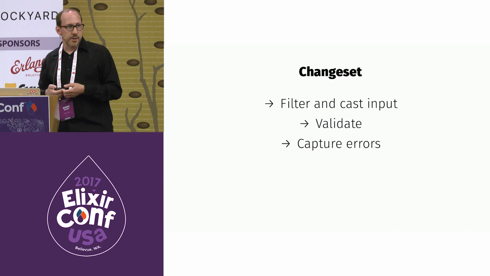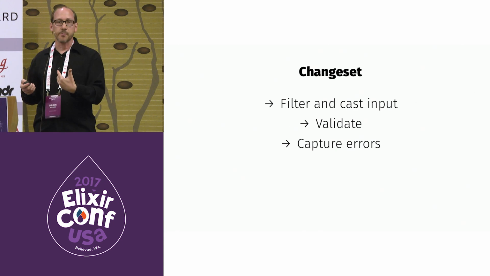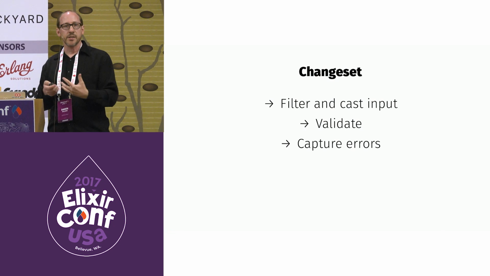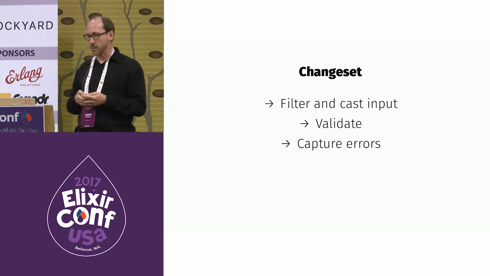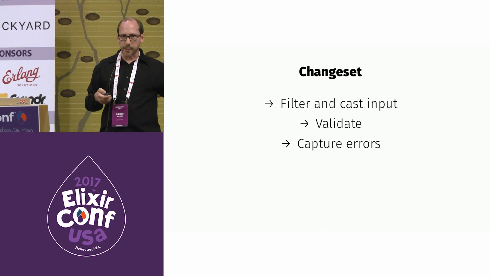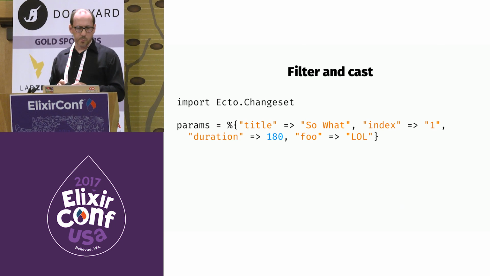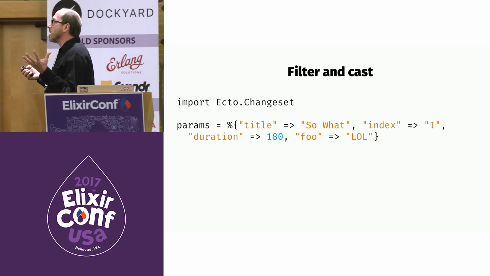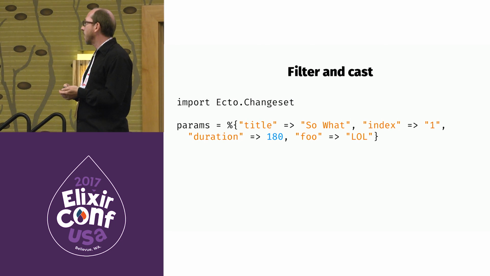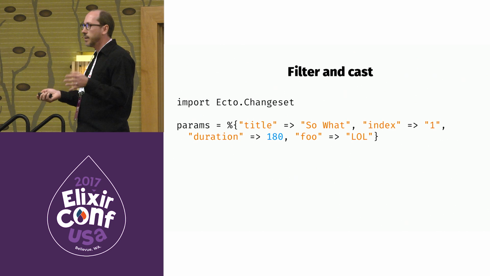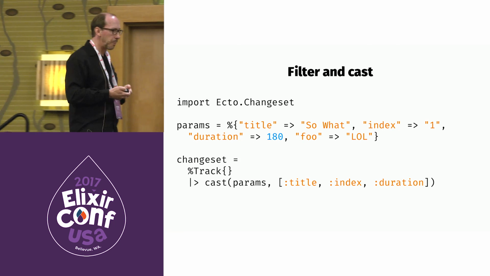And then we actually hand the change set off to repo for fulfillment, and then we get a change set back if there were any errors. And that change set we get back has all the changes we made, plus any error information that went along with it. So the whole thing gets wrapped up in the change set. And in code, it sort of looks like this. We import the change set. We've got our params that came from somewhere. We're creating a new track here, so we've got a title, we've got an index and a duration, and some other nonsense we were maybe using for JavaScript, who knows.